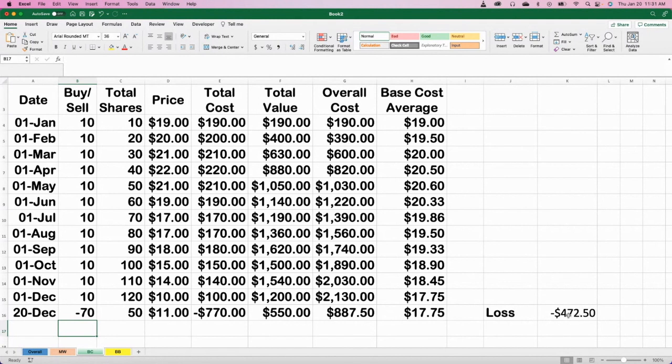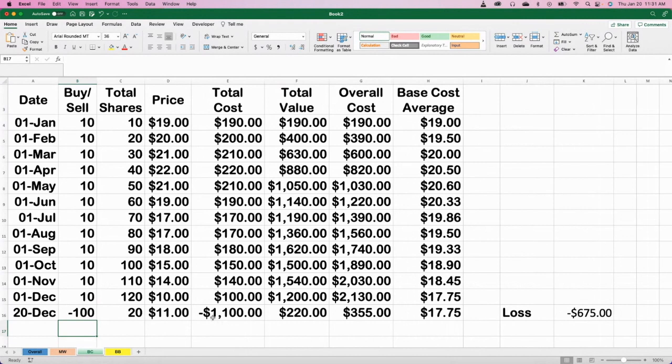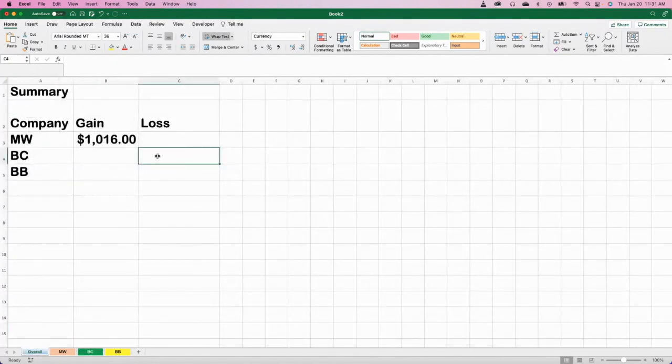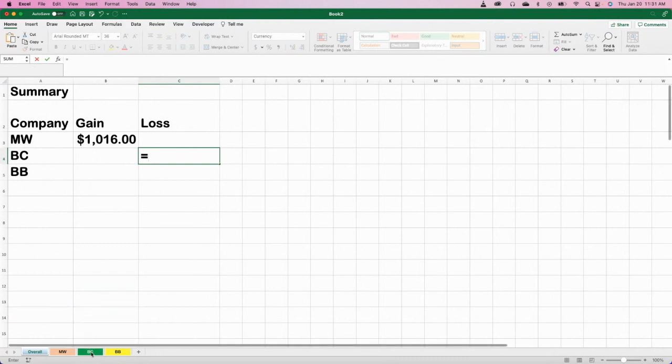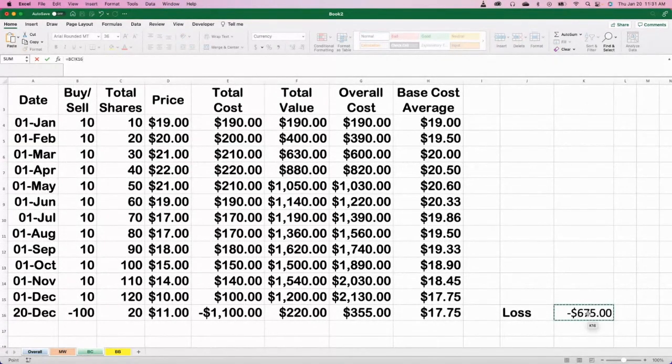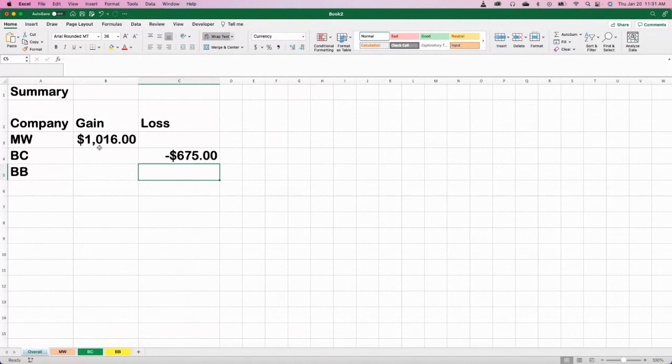Now, where we're trying to tax loss harvest about $1,000, we can see that we're almost going to have to double that. In fact, we don't have enough shares. So let's just be brazen and do 100, and we're going to have to live with that. That's going to bring us in $1,100, and it's going to give us a loss of $675. So when we go back to our overall, we want to put our loss in here. Once again, we put an equal, we go back to our page, and we click, and bang. So 675 against 1,016. So there are our gains and losses.